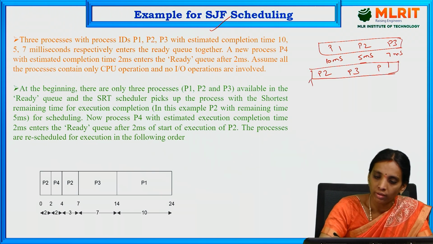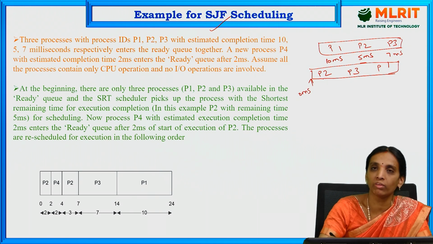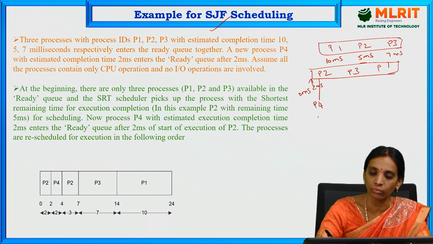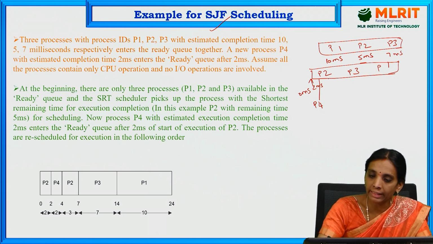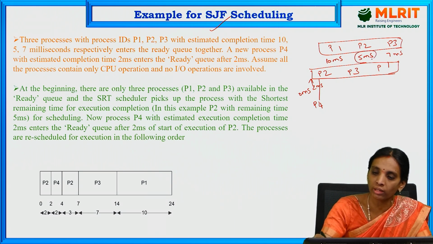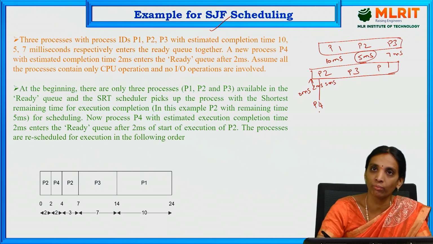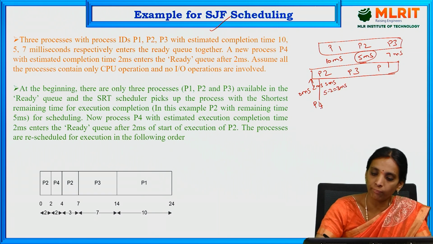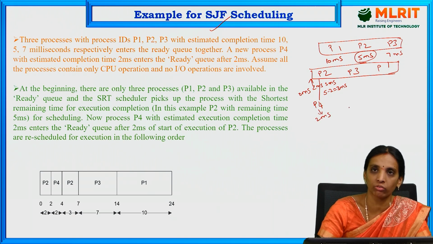Now at 0 milliseconds P1 enters and P2 is scheduled for execution, and after 2 milliseconds P4 enters into the ready queue. The total execution time for P2 is 5 milliseconds, and at 2 milliseconds P4 enters. So the remaining time for P2 is 5 minus 2, that is 3 milliseconds.